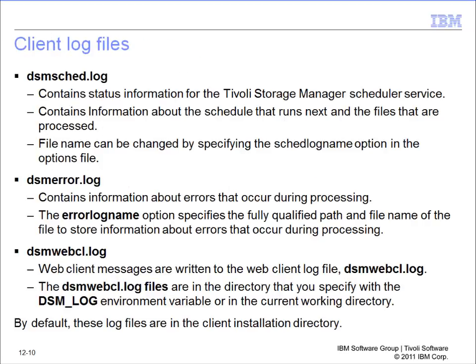This is a list of some of the other client log files that you'll have. You have your DSM schedule log, information about all your schedules, the DSM error log, information about errors that happened during processing, and then you also have one just for your web client messages. Remember, your web client is your backup archive client that you access with a web browser. The location by default is in the client directory.